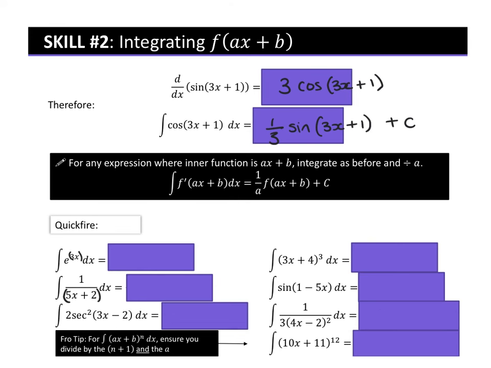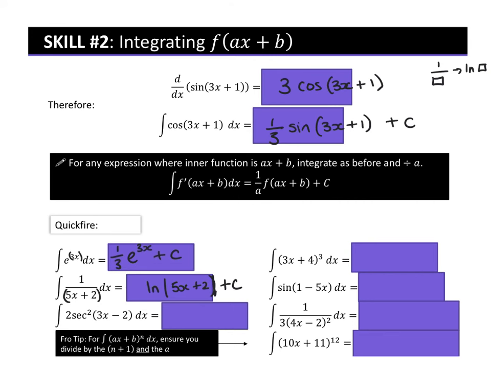So, first of all, e to the power of 3x integrated is e to the power of 3x divided by the differentiation of the bracket. So our bracket's 3x, so I divide by 3, giving 1 over 3, plus c. If I think about this one, this is 1 over a function of x. I know it's 1 over 5x plus 2, but this is 1 over a function of x, and we know that 1 over a function of x integrates to ln of that function. So here we're going to have ln of the modulus of 5x plus 2 plus c, and we're going to divide by the differential of the bracket.